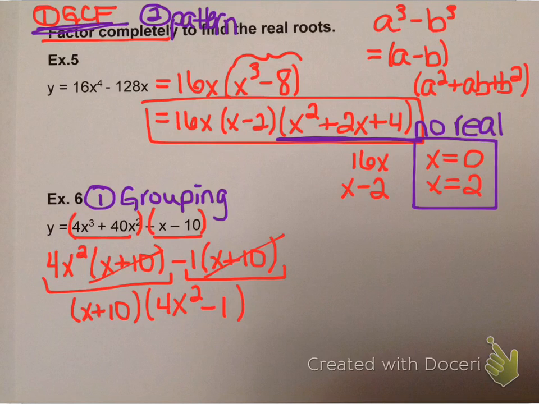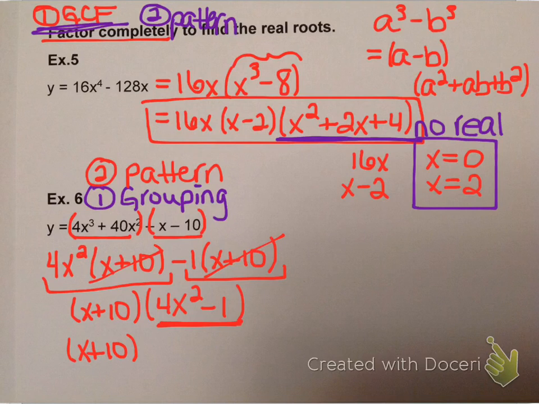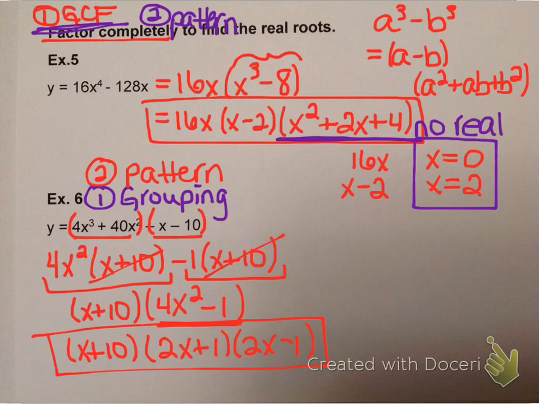Okay, and so then the second thing that this problem reviews is another pattern, but this one's easier to spot and it's one we've been using longer. This right here is a difference of two squares. So we've already got our x plus 10 pulled out, and 4x squared minus 1 would factor as 2x plus 1 and 2x minus 1. So once again, as far as your quiz goes today, that problem would be done.